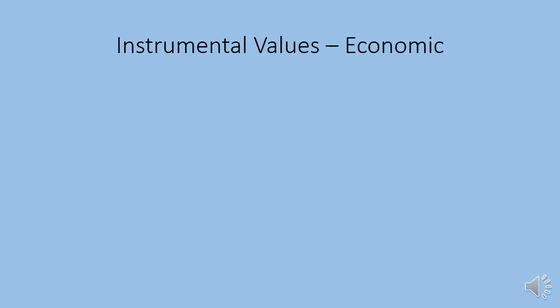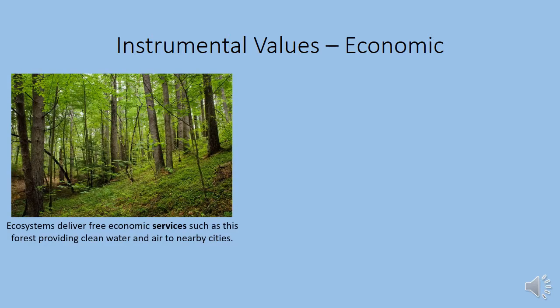Okay, so we're going to look at these things ecosystems can have. The first is economic. Money talks. People care about money, right? So what are the economic values of ecosystems? They deliver free ecosystem services. And so what is an ecosystem service? Well, this is where they're doing something that you would otherwise have to pay for.